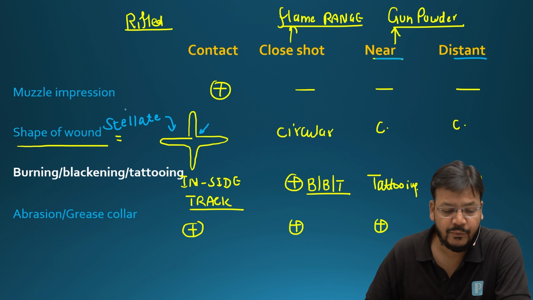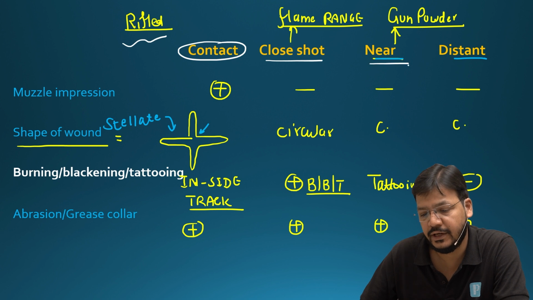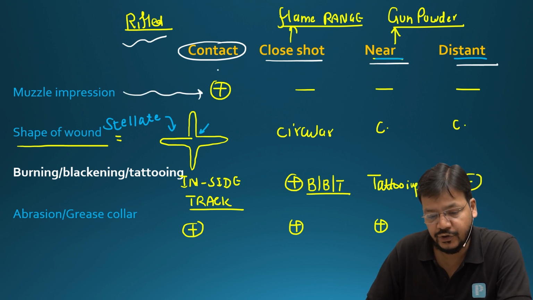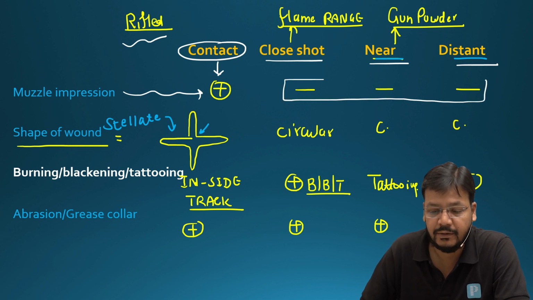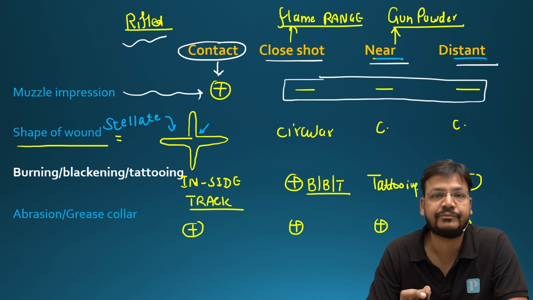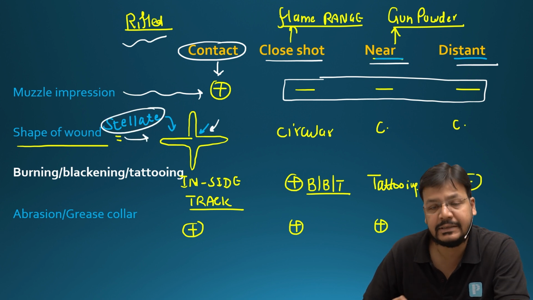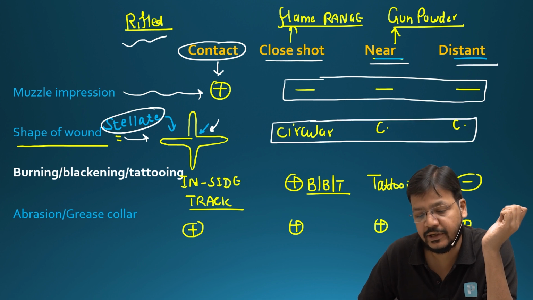Now we are coming to a very important topic: rifled firearm, contact shot, close shot, near shot, distant shot. In a rifled firearm, in a contact shot, muzzle impression is present, and in all remaining shots, muzzle impression is absent. The shape of the wound in a contact shot is stellate, and in all remaining ranges, the shape is circular.